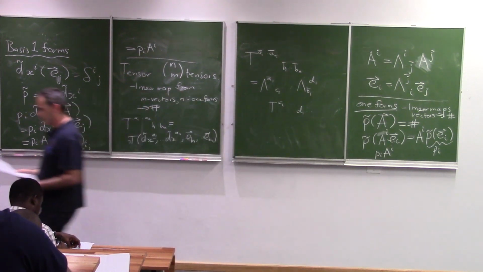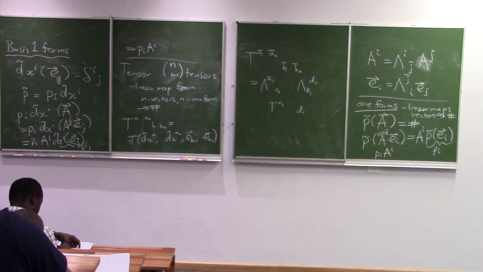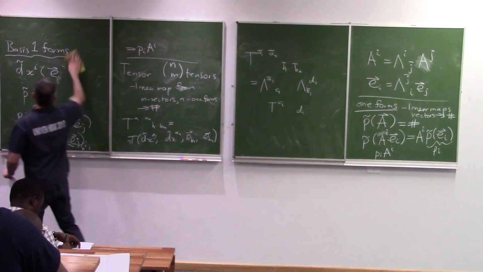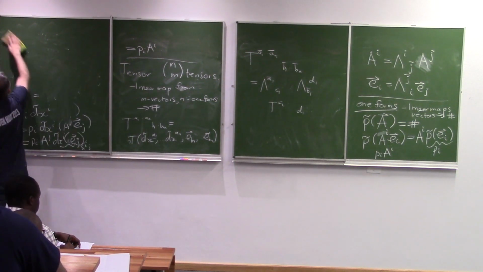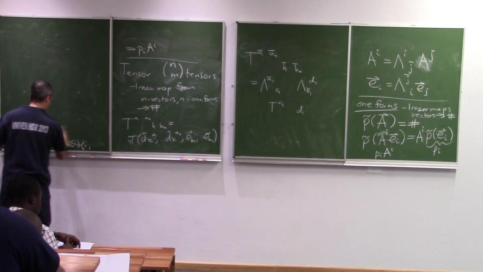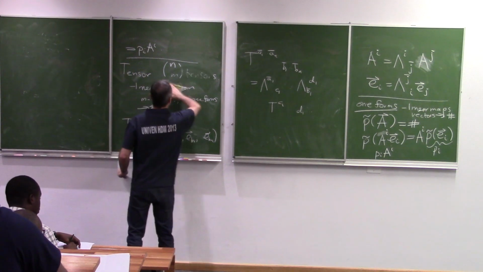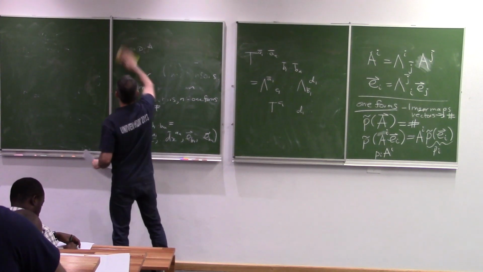And finally, let me introduce some more notation. There's a way of multiplying tensors together, and it has the incredibly unimaginative name of the tensor product.